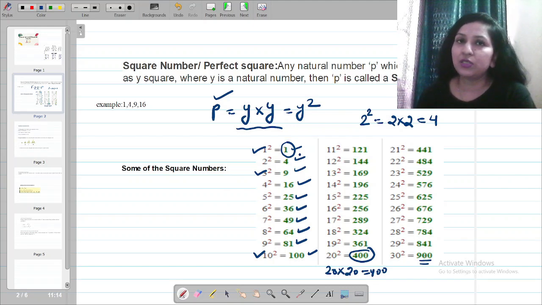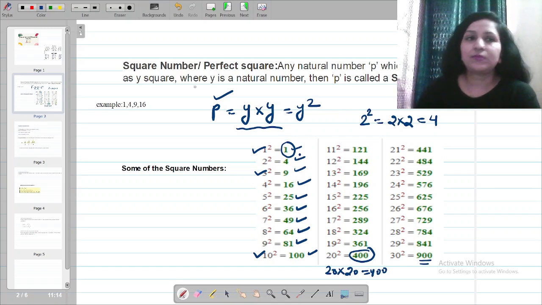I hope this much is understood. What is a perfect square number or a square number? Any number which can be represented as the product of two similar numbers.